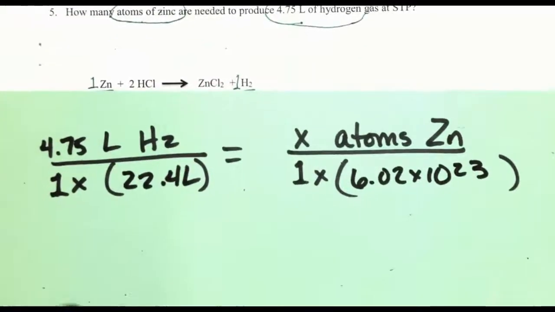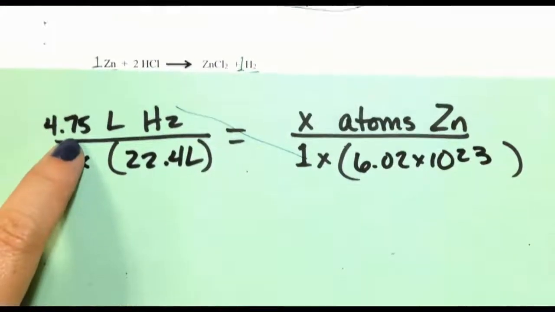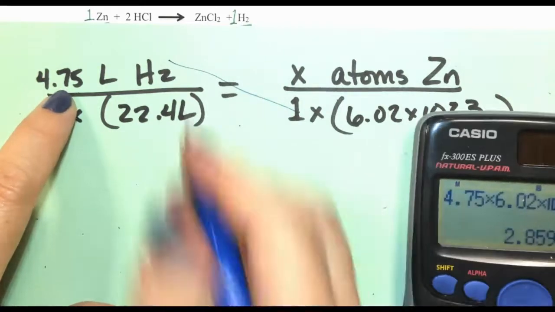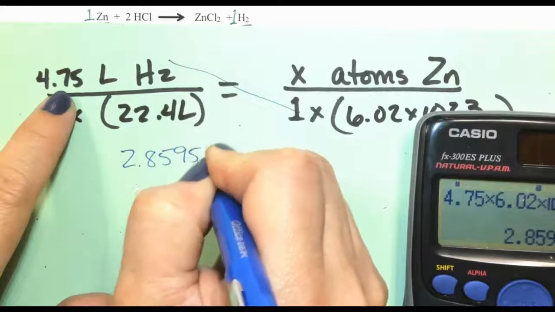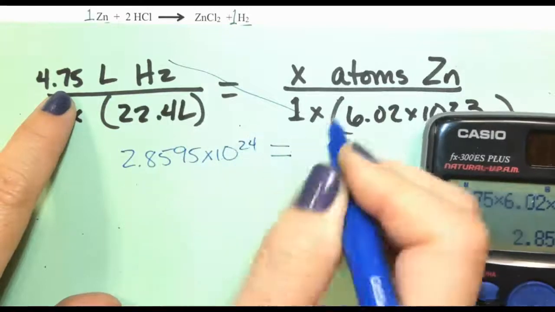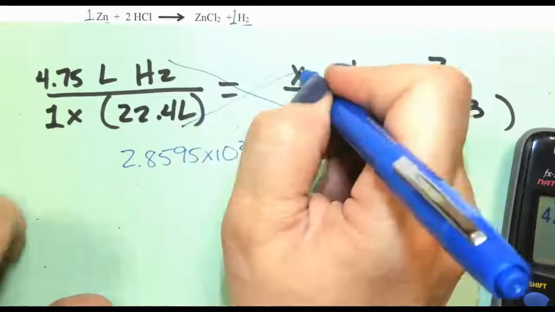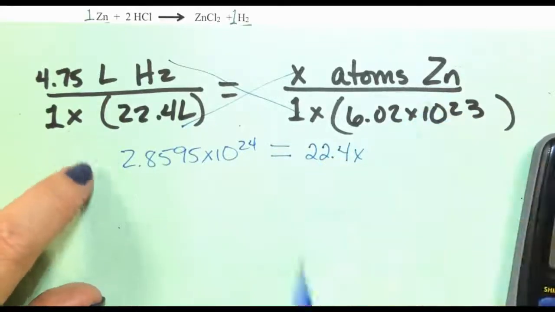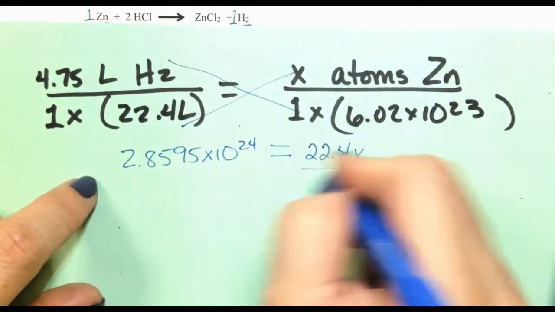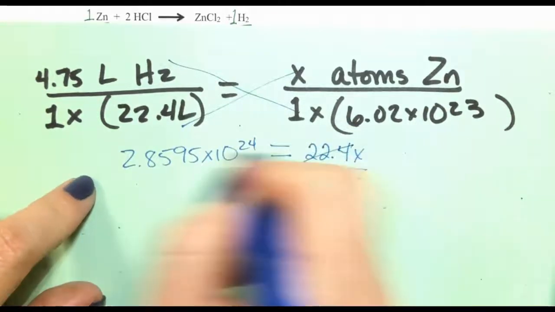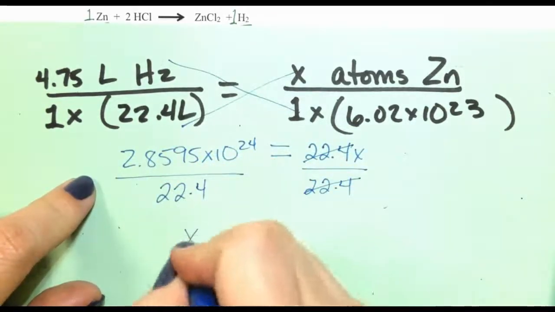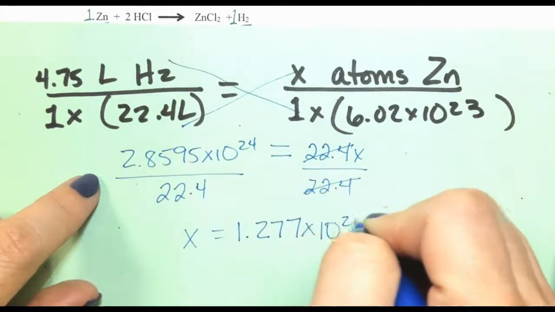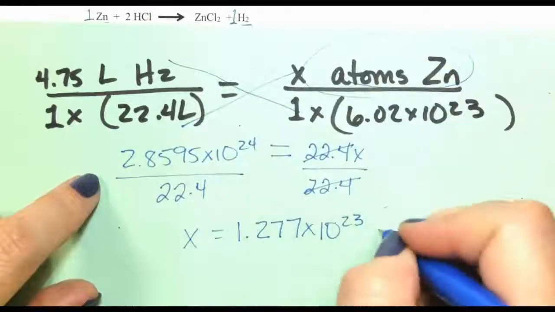We'll start by multiplying these values, 4.75 times 6.02 times 10 to the 23rd, and that's going to give us 2.8595 times 10 to the 24th, right, equals, and now we'll multiply here to here. So it's 1 times 22.4 times x, which is just 22.4x. And now we can divide both sides by 22.4 to solve for x. And x is going to be equal to 1.277 times 10 to the 23rd, and that's going to be atoms of zinc.